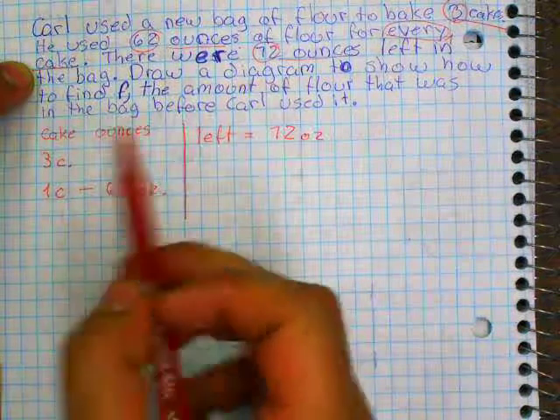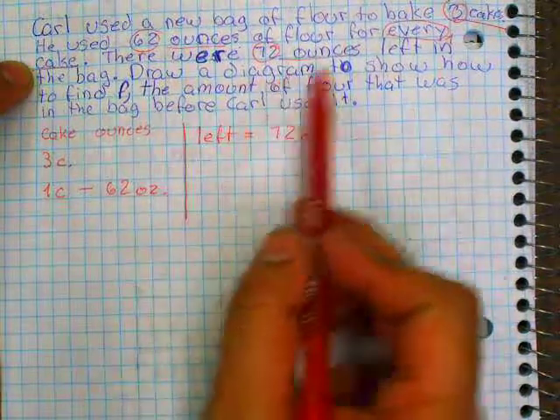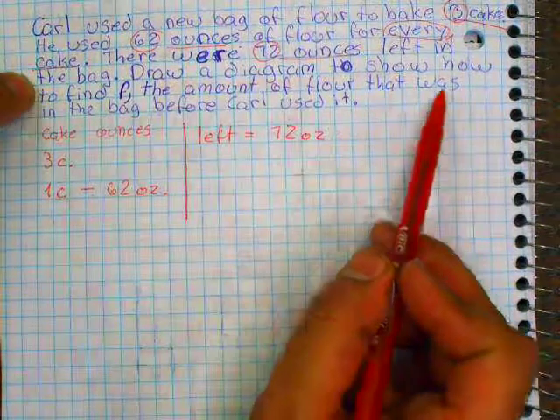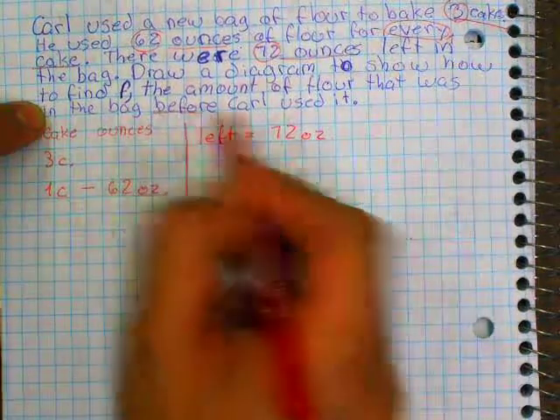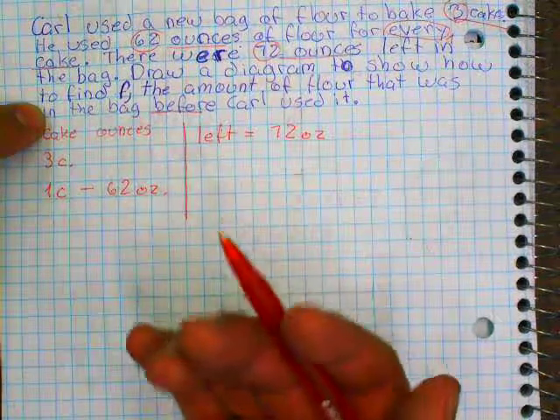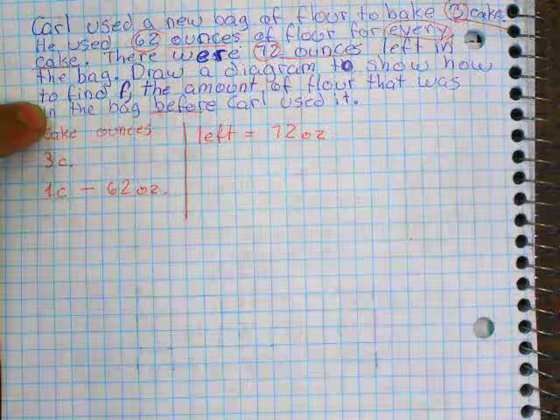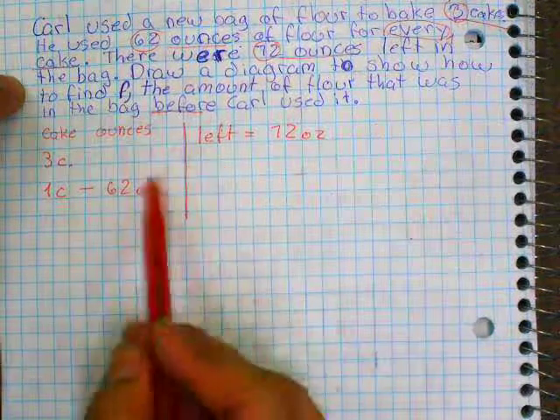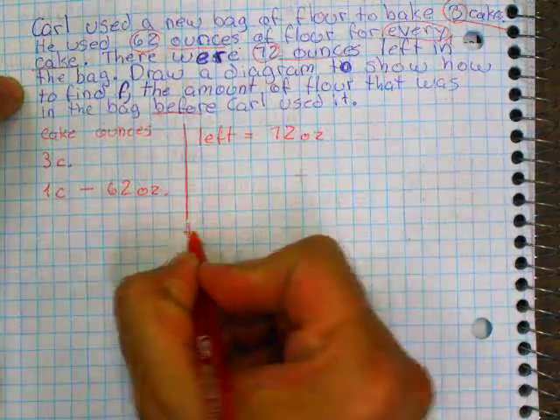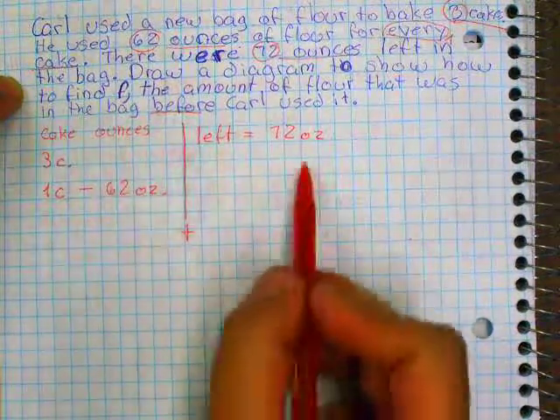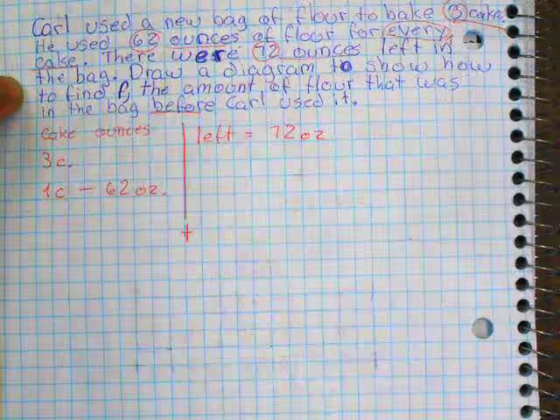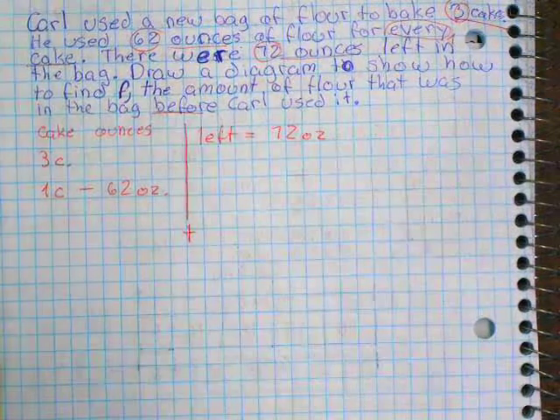And the question says, draw a diagram to show how to find F, the amount of flour that was in the bag before Carl used it. If I want to know how much flour was in the bag before I used it, what would I have to do with these two amounts? I would need to add them. This is what he used for the cakes. This is what is left in the bag. So if I want to know how much was there before, I will have to add.